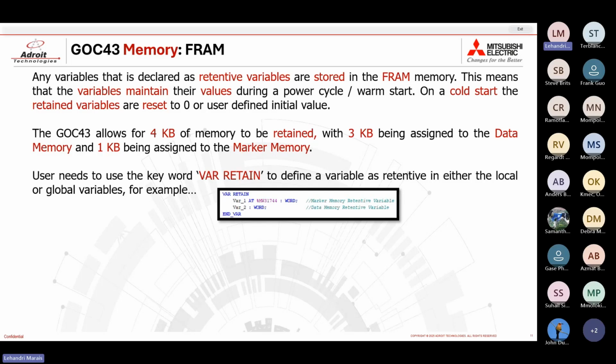So this would happen in either your local or global variables window, an example of which you can see on the screen right here. So you can see the keyword var retain is used, and then the first variable declared is declared in the marker memory retentive range, and the second is just a variable in the data memory.